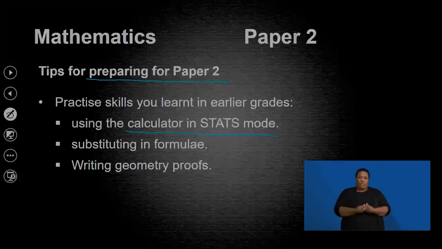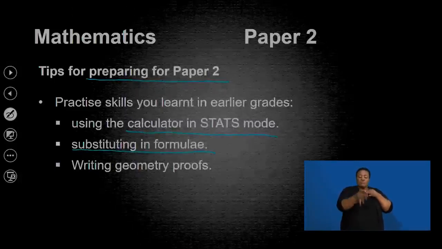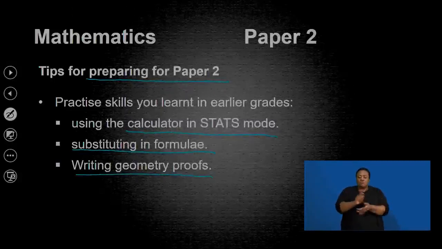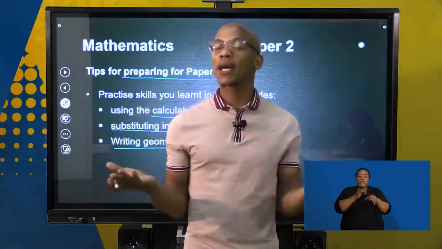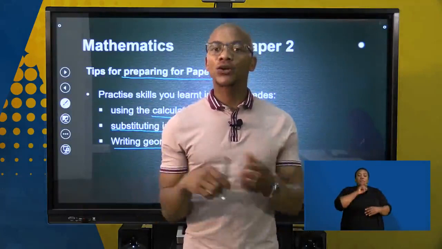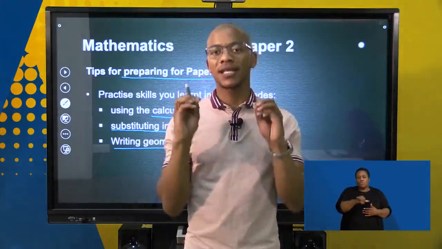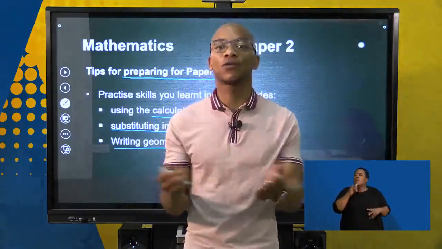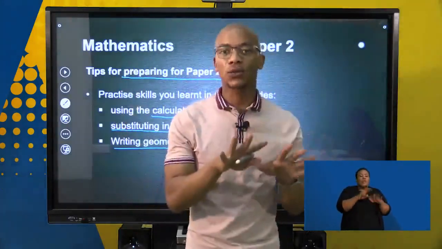And then also, you need to learn how to substitute into the formula and also write geometric proofs. When I'm talking about substituting into the formula, if you are using maybe a sine rule formula, make sure you indicate what the angle A is and what the angle B is, what the side A is and what the side B is, so that when you're substituting, you can substitute the correct values. So don't just go straight to the formula and want to substitute. No, write down what those values are and then substitute accordingly, please.